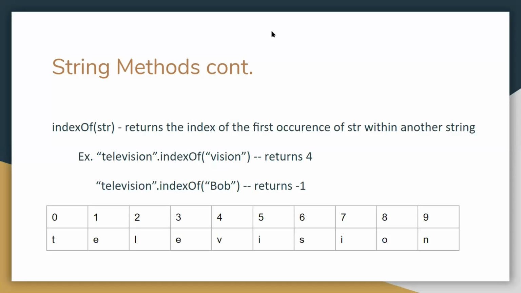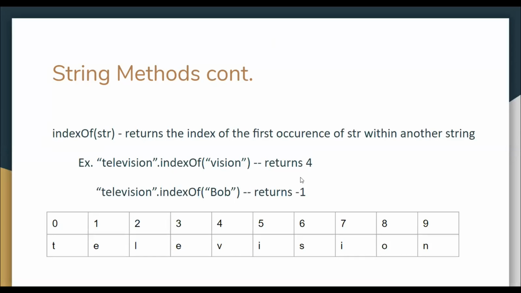Also, the return value of this method indexOf would be an integer, because you can see that it always returns an integer, whether a positive number or a negative number, in this instance -1. So does anyone have any questions about that?